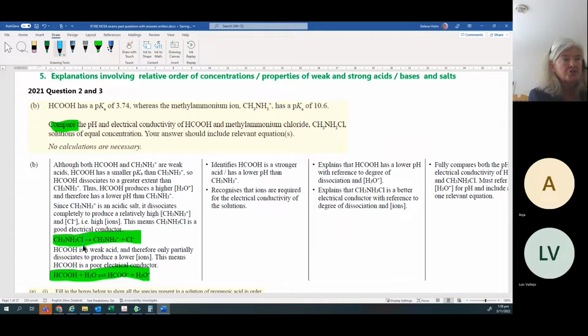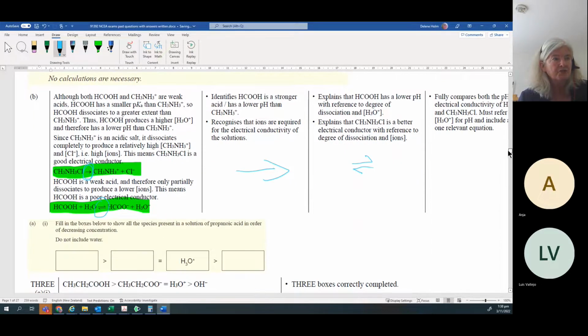Also note, make sure you've got the correct arrow. If something dissolves completely, then it's completely to the right, so we use that arrow. For anything that doesn't dissolve completely, or is a weak acid or a weak base, then we use the equilibrium arrow. I don't want to belabor that point because if you look at this document and the answers, you'll see it's the same sort of thing that comes up again and again in the way they word it.